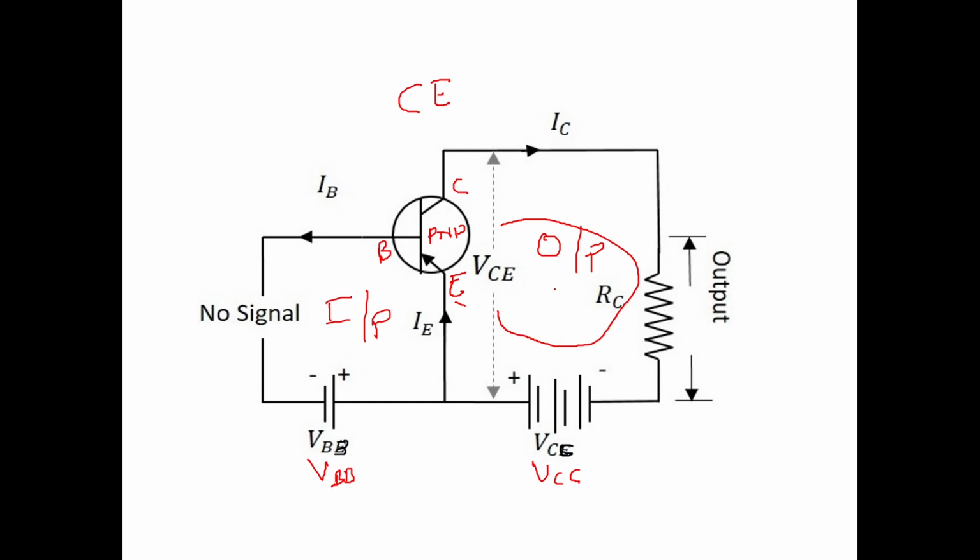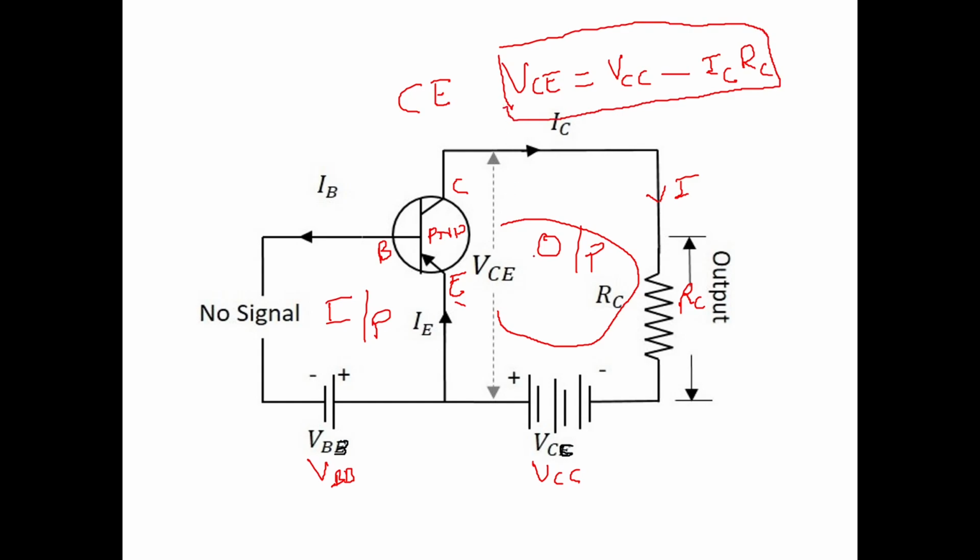Now here, if you concentrate on this output loop, the voltage between collector and emitter, that is VCE, can be given as the voltage source VCC minus the current drop IC into RC. This is IC and this is RC. Now this equation is very important for us, the equation of the output loop.